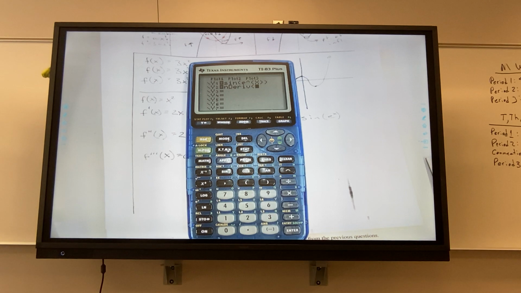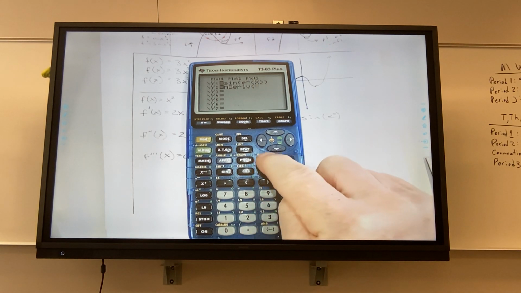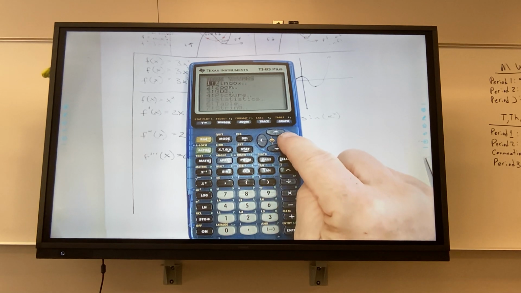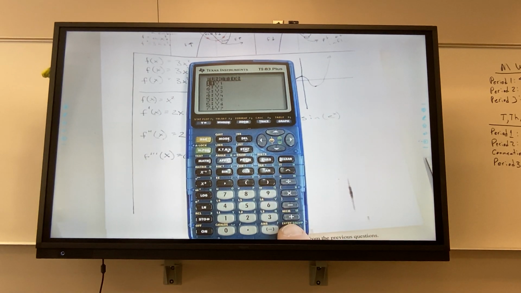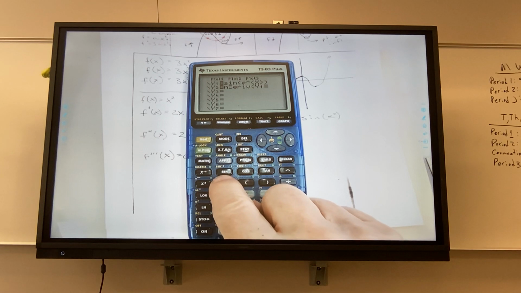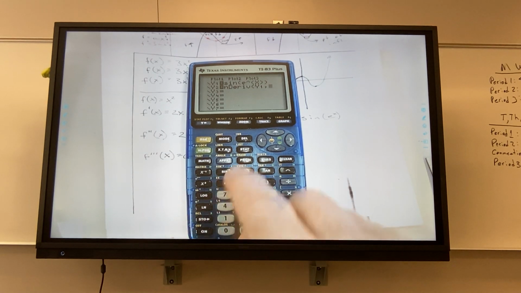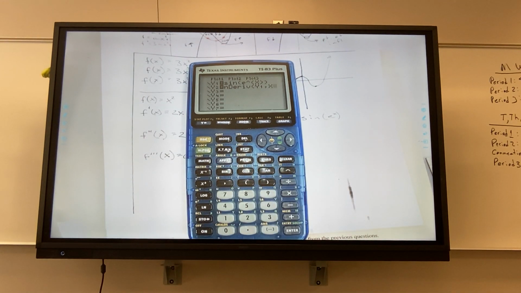If I have a TI, then I'm going to go to vars, and go to y vars, and choose y1. So I'm saying take the derivative of y1. If you're a TI person, you're going to have to put a comma x, because you're saying take the derivative in terms of x.